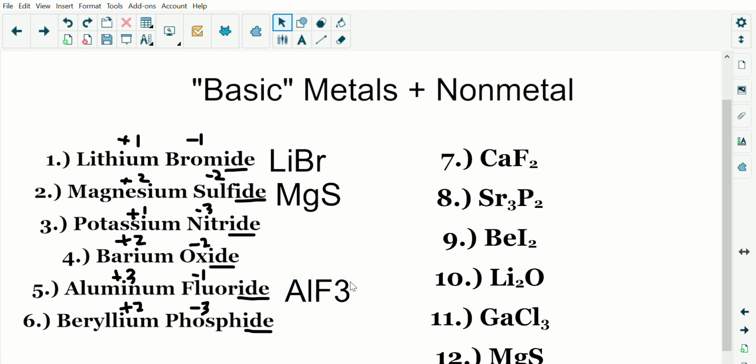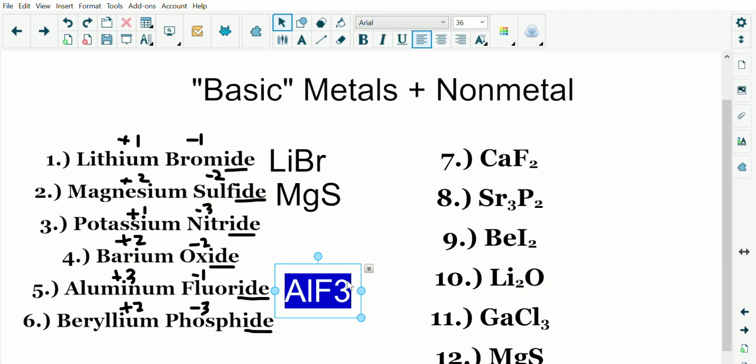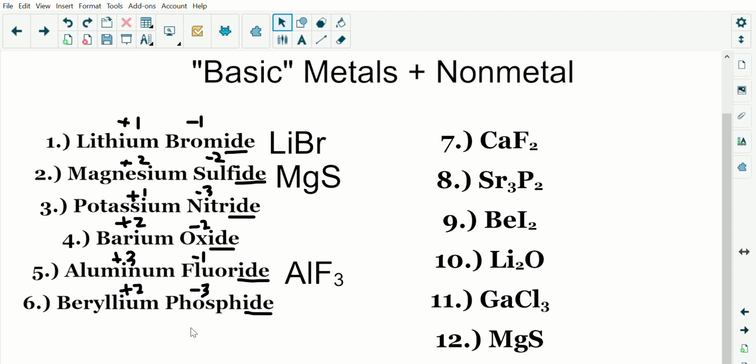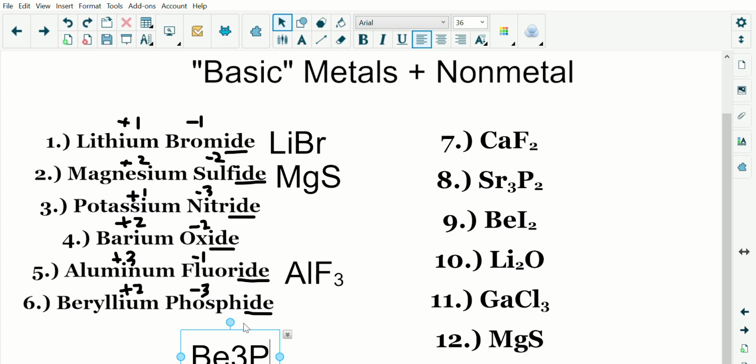I don't know if I'm going to be able to do that. So this, actually, you know what? I'm going to do it. It's going to look like that. And then this one, the more crazy one, Be, that 3 is going to come over, P, and then that 2 is going to come over. This also works because for 2 and 3, the least common multiple is 6. And if you check the math on this, 3 positive 2s is +6, and 2 negative 3s is -6. So this is stable.